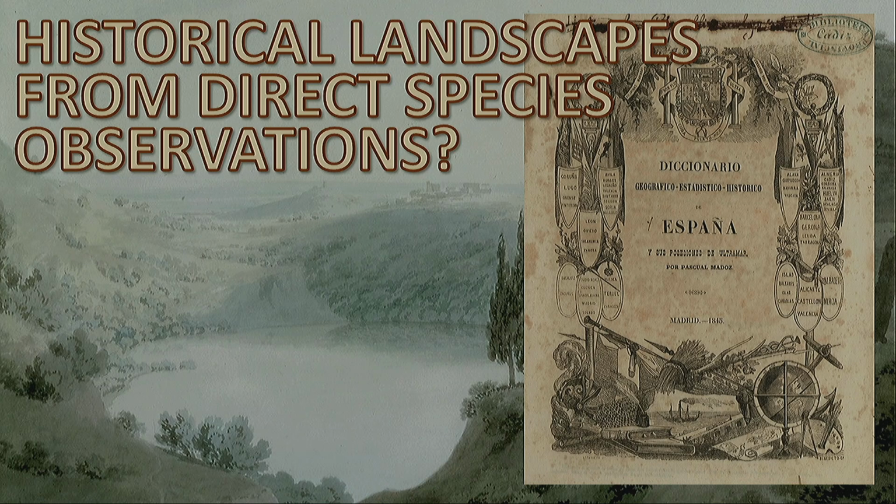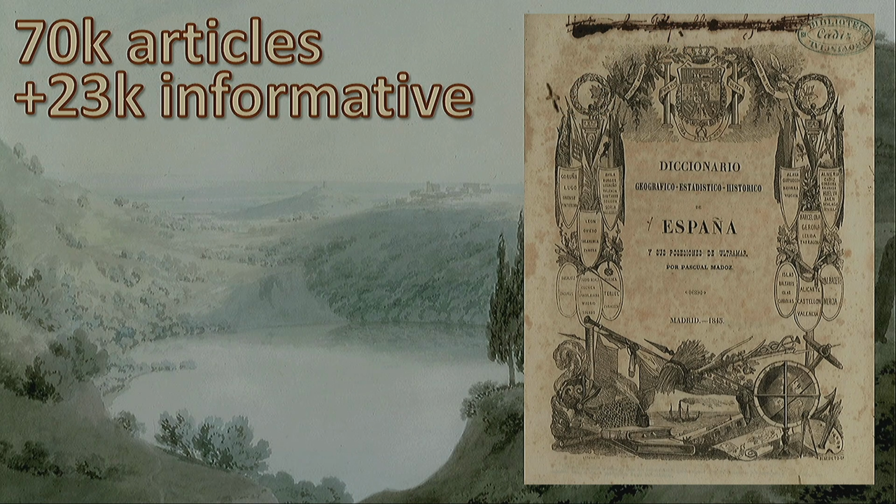And it is a huge dictionary with 16 volumes, lots of pages. It's almost 12,000 pages, and almost 70,000 articles describing basically every population nucleus in Spain, but also geographical elements like mountains and rivers and streams and so on. We went through all the articles and collected the information on different species, and 23,000 of those articles provided at least one record of one species.